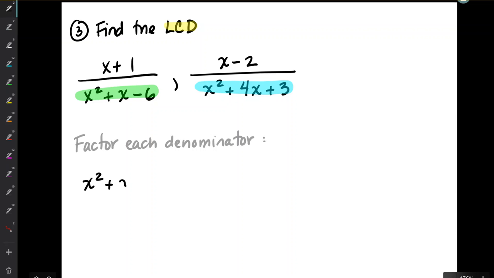X squared plus x minus 6. My leading coefficient is a 1. I know this much of the story. And now I'm looking for two things that multiply together to give me negative 6 and add up together to give me positive 1. Two things that multiply together to give you negative 6. So we've got a 3 and a 2, and I want my 2 to be negative. Minus 2, minus 3.